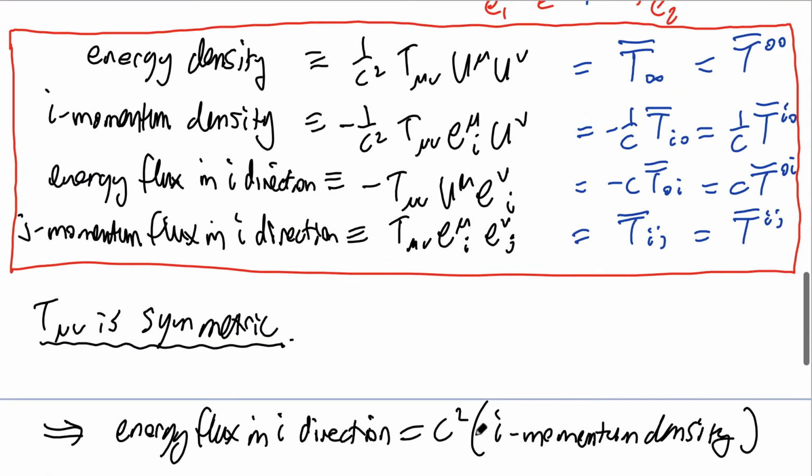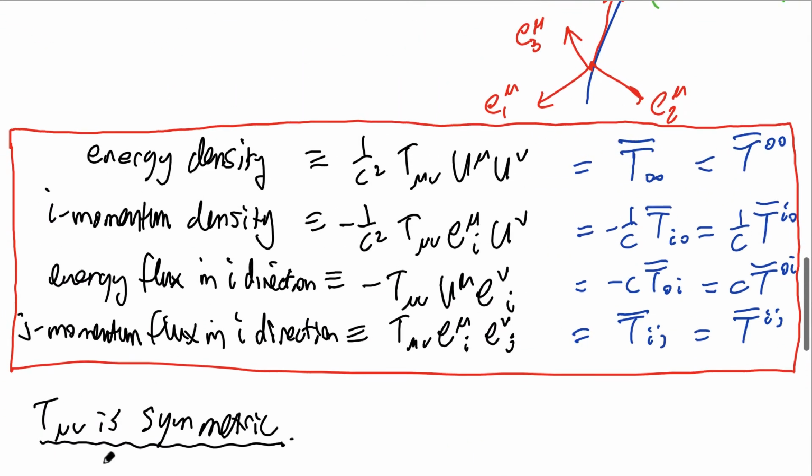Now let's return to our basic definitions and notice that because T mu nu is symmetric, that implies that the J momentum flux in the I direction is equal to the I momentum flux in the J direction.